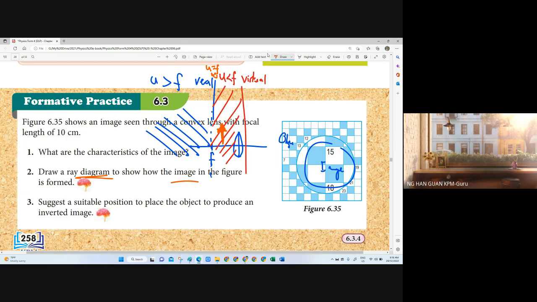All right. Suggest a suitable position to place the object to produce an inverted image. So what is an inverted image? Inverted image must be real. Real is always inverted. So what is a suitable position? Object located more than f. The object distance is more than the focal length. Then the image will be inverted. All right, so that's all for this 6.3.